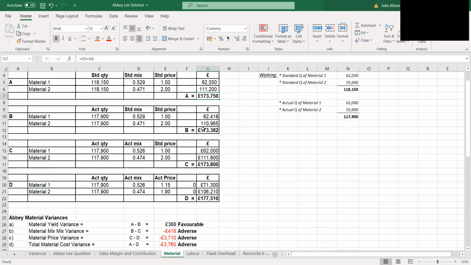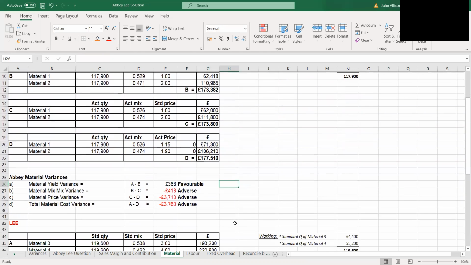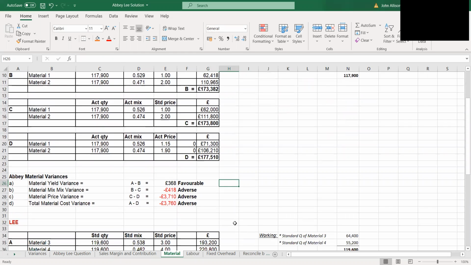So the yield variance is A minus B, the mix variance B minus C, the price variance C minus D, and then the total cost variance A, the standard quantity, standard mix, and standard price, take away D, the actual quantity, actual mix, and actual price. So we take these each away and we get these variances here. One thing we notice that's maybe slightly different this time is that the negatives really are adverse this time.